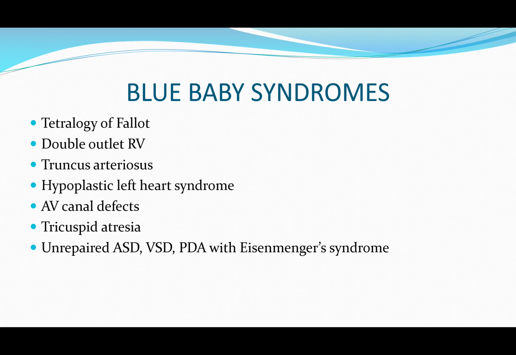That is the type that can be repaired. And the surgeons can separate them and put a conduit, the Rastelli conduit, from the RVOT to the pulmonary artery, and then direct the aorta to the left ventricle.